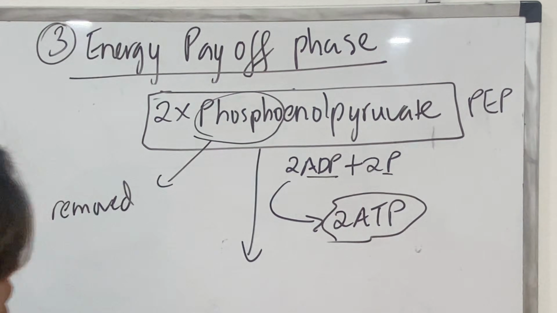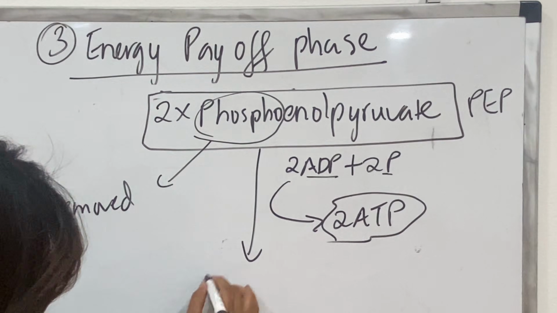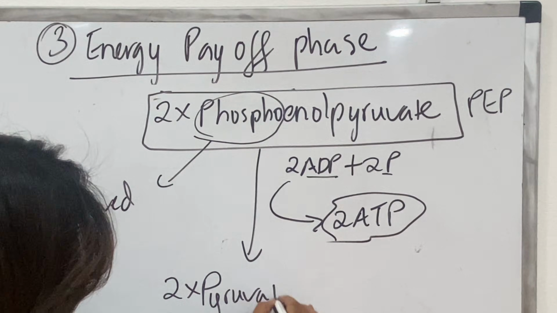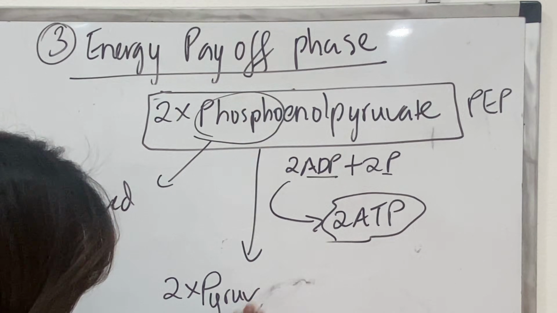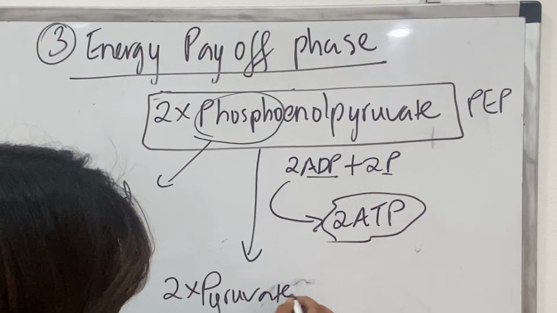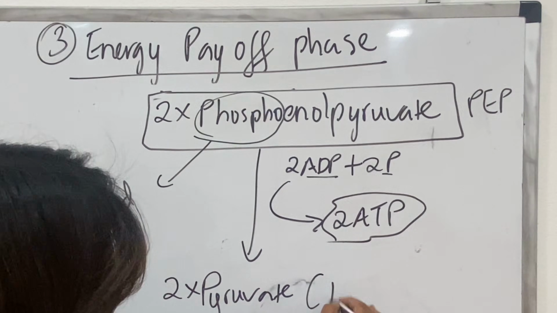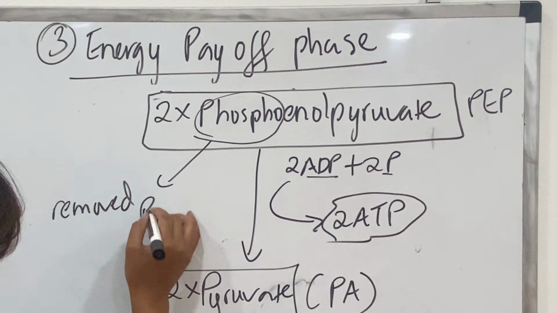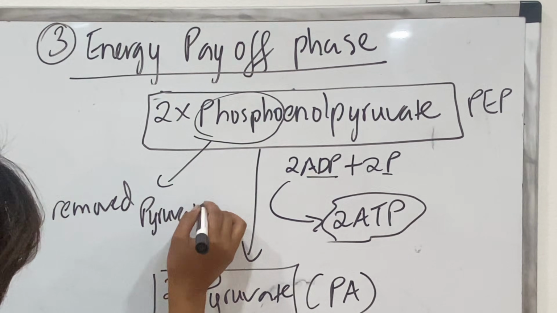that's how ATP gets generated. If you want to generate ATP, remember to add phosphate to ADP. So this will ultimately result in the generation of two molecules of pyruvate, which you can also write as pyruvic acid, in short PA. And the enzyme that catalyzes the reaction is pyruvate kinase.